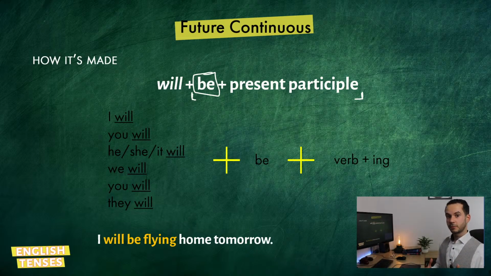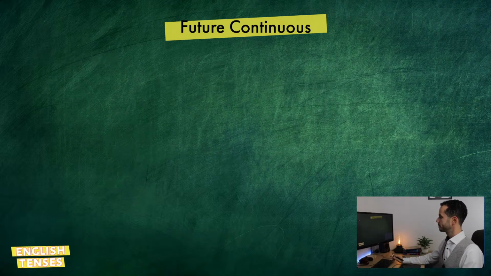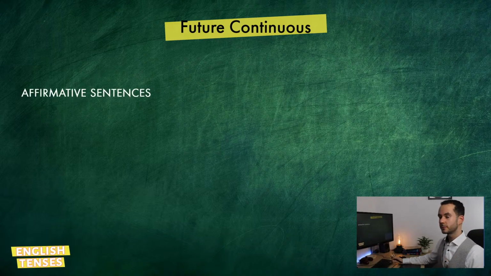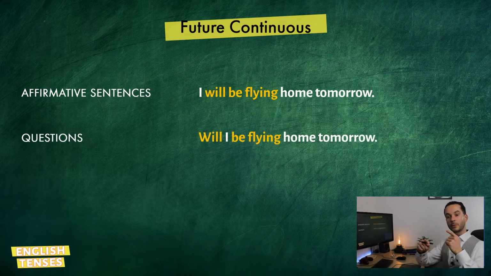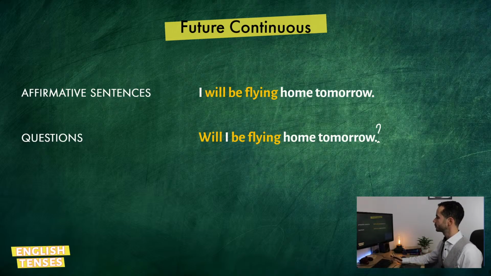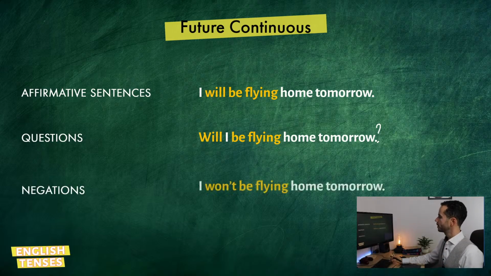So, future continuous, will plus be plus present participle. Another set of examples with future continuous. I will be flying home tomorrow. For questions, remember we get inversion for questions. So, will I be flying home tomorrow? I need a question mark because it's a question. And negations, I won't be flying home tomorrow. So affirmative sentences, I will be flying home tomorrow. Questions, will I be flying home tomorrow? And negations, I won't be flying home tomorrow.